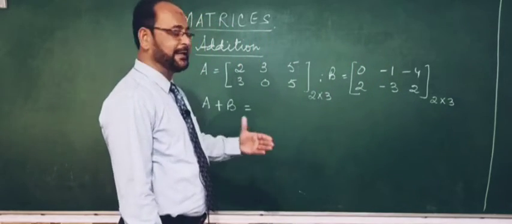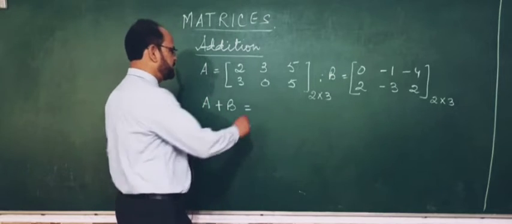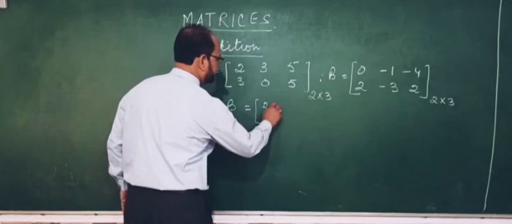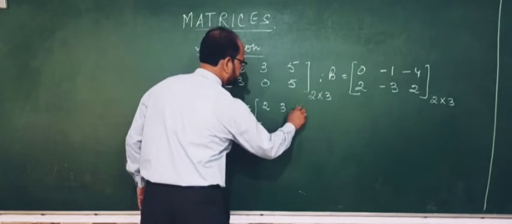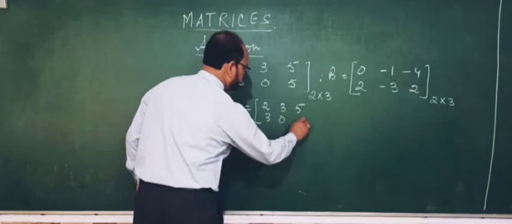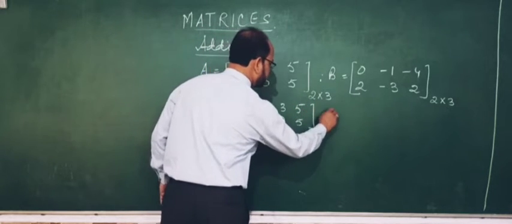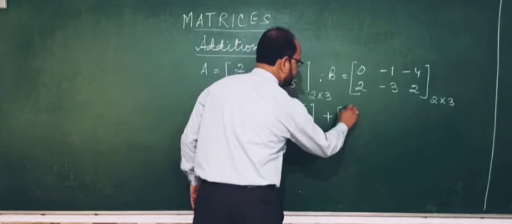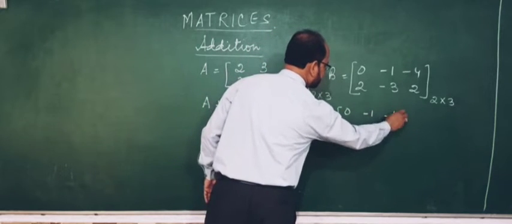You can add them. So if you want to add A plus B, first you will write the first matrix. You will put a plus sign and then you will write the second matrix.